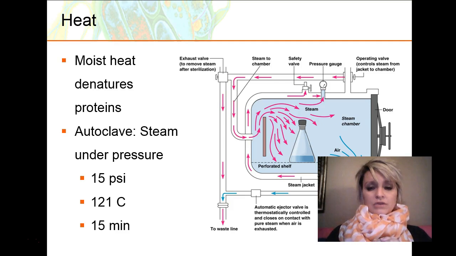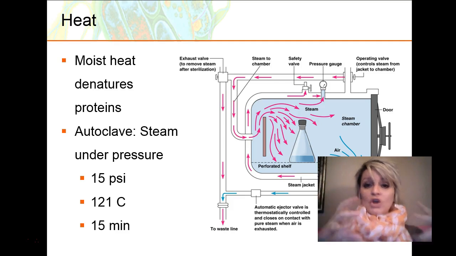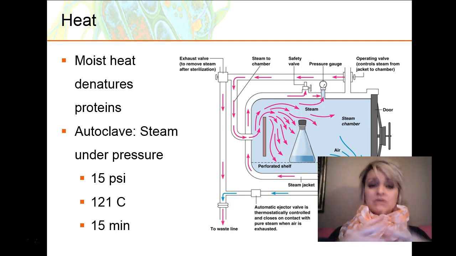So right now you're looking at a beaker of something inside of the autoclave, and we're adding 15 psi, which is pounds per square inch, at 121 degrees Celsius, and we run the autoclave for 15 minutes. And what we find is that when we take that beaker out of the autoclave, whatever is inside there is completely sterile. Now, of course, if I open it up and expose it to the air, it's now become contaminated.